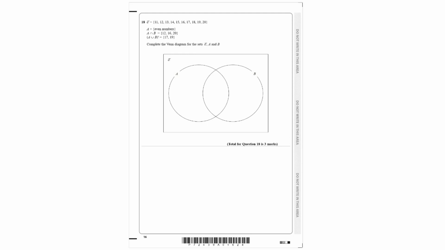First off, we can see that A intersection B is given as 12, 16, and 20. This means what A and B both have in common. So we can write here 12, 16, 20.